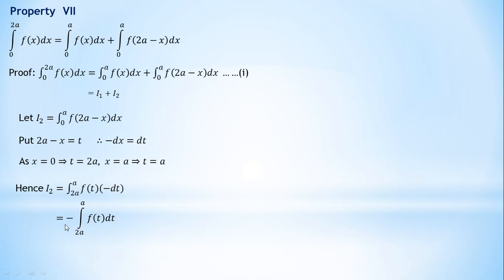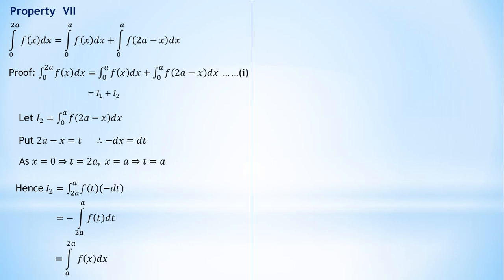Now if you want to remove this minus sign, then we will interchange the limits of the integration by using the previous property. So here we get the integration as a to 2a. Now you can write t as x here, so f of x dx, again by using the previous property. So remove the minus sign and change the letter t to x. So we get the new integration as a to 2a f of x dx.